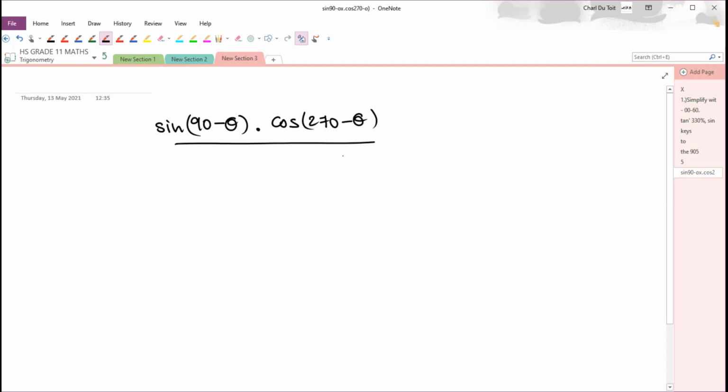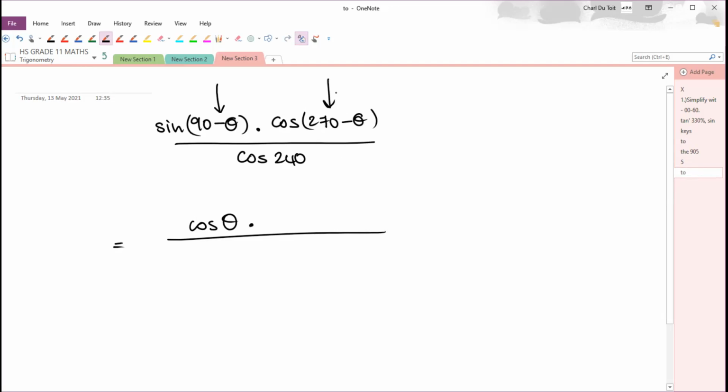Divided by cos of 240 degrees. Right, let's go. Sin(90 minus theta) is in the first quadrant. Everything is positive there. So sin becomes cos because we're doing co-functions. So that's cos theta.